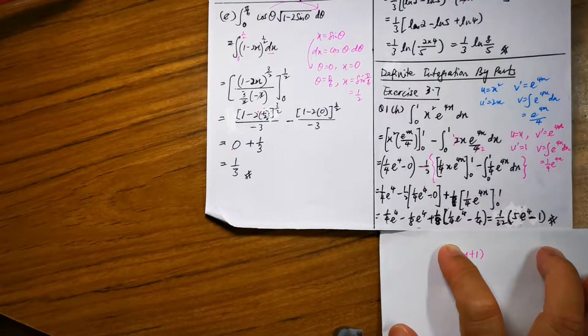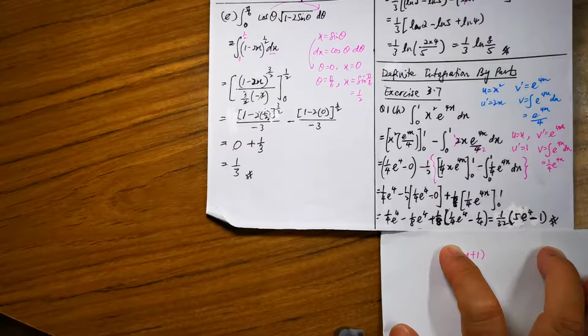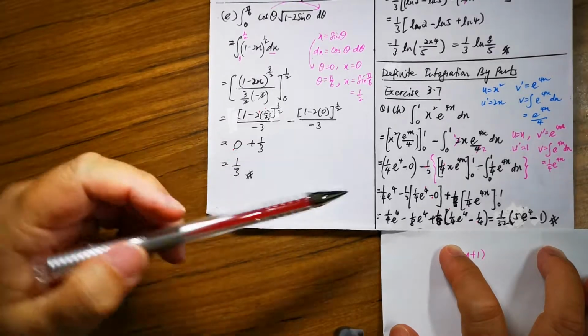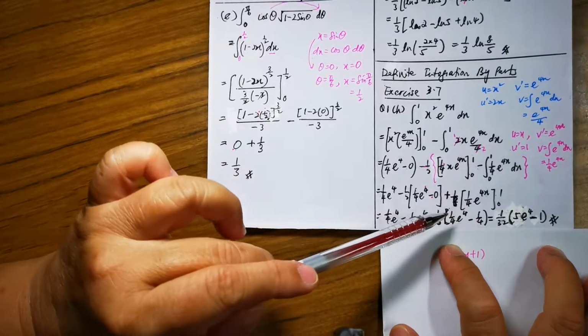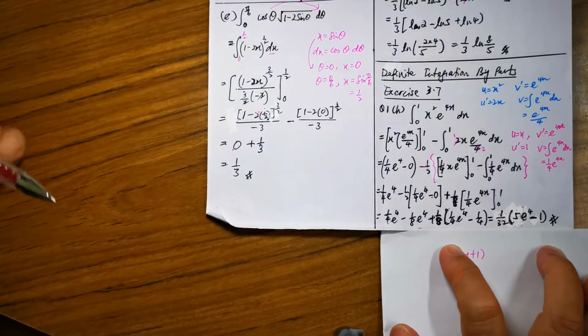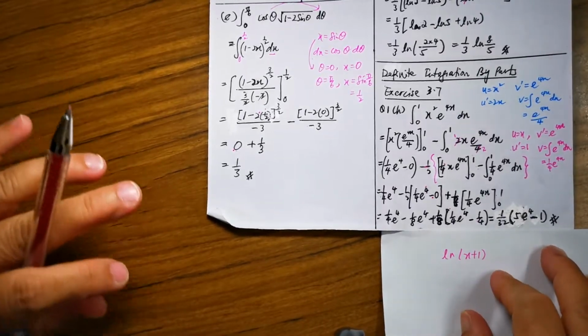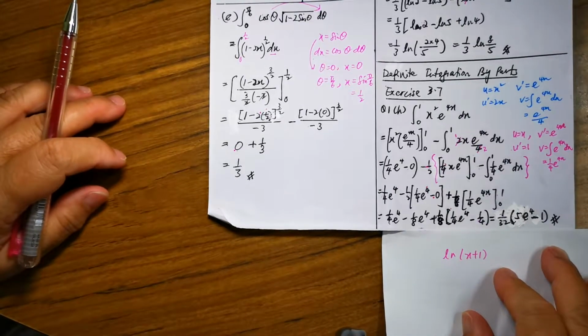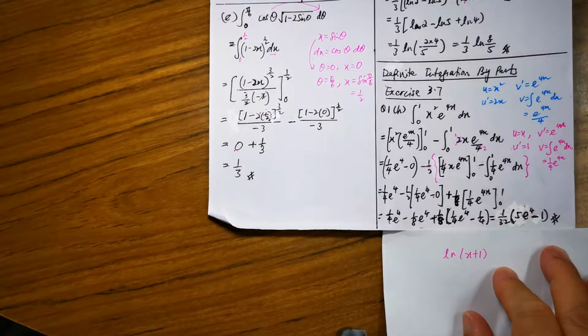Okay? So definite integration by parts, the steps are longer, especially when it involves integration by parts twice. Then you have to be very careful, step by step. Don't rush, because once you rush, you will make careless mistakes. Okay? Don't worry, we will discuss more examples.